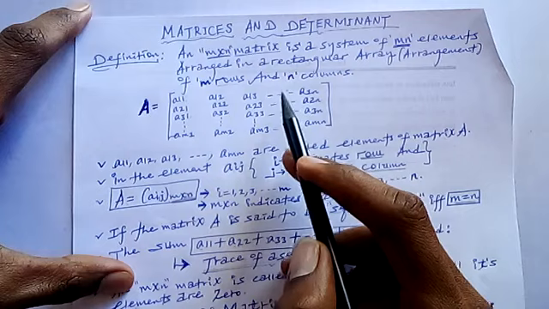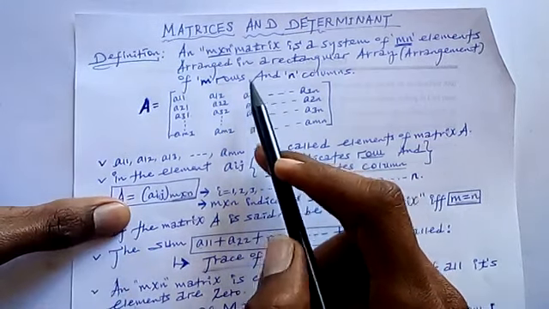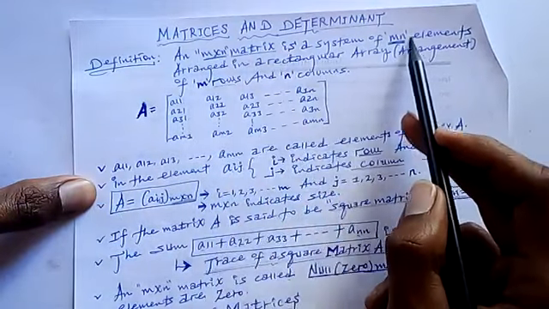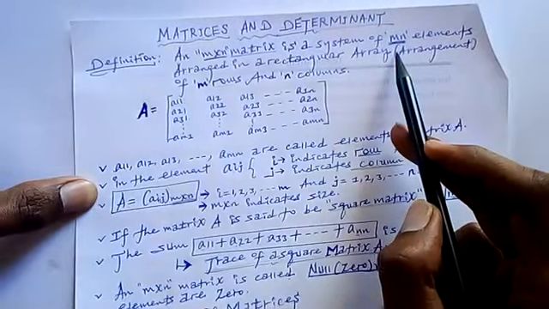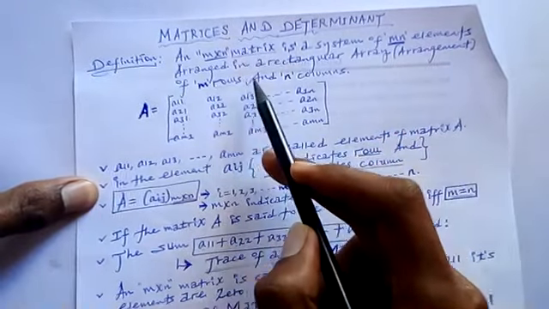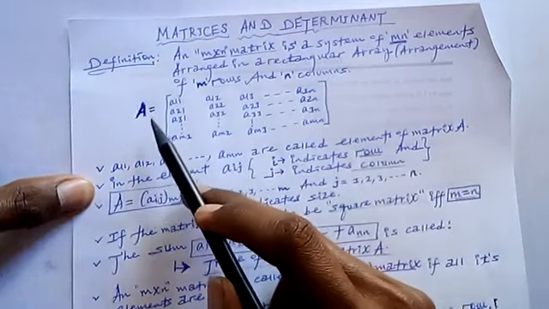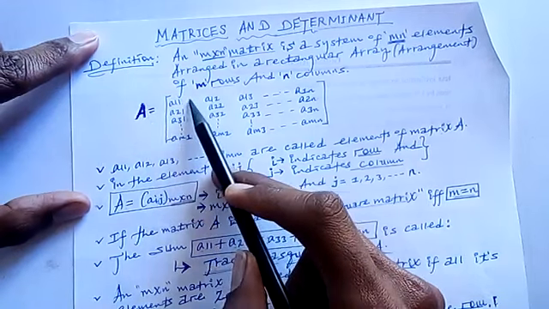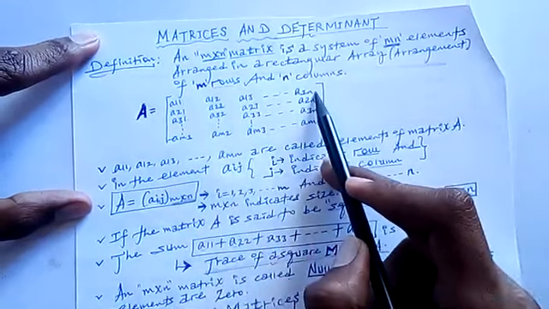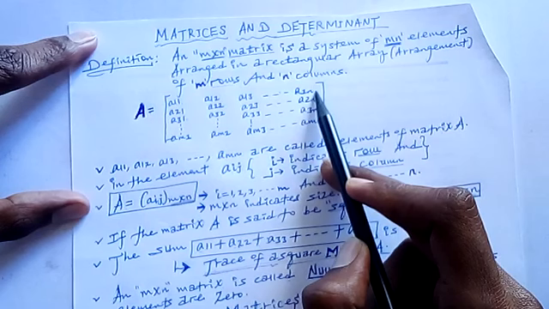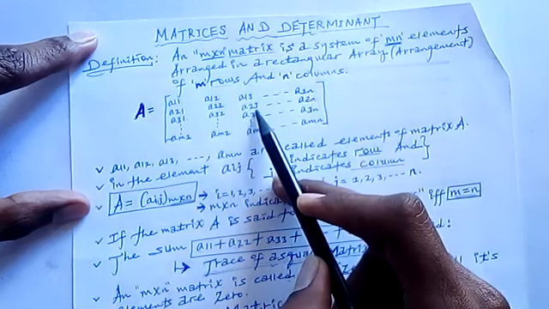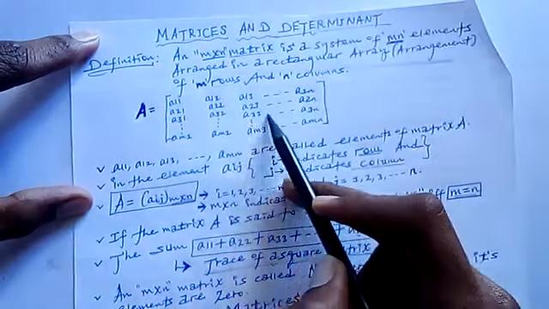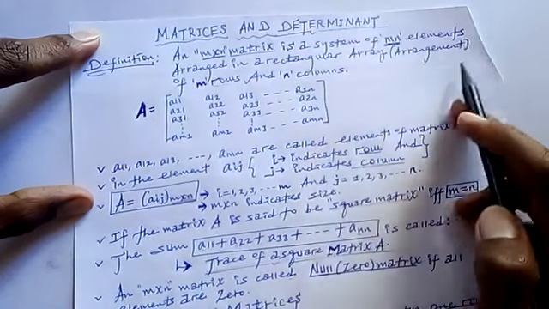Today we'll see an introduction to matrices, and this is the definition of a matrix. An M by N matrix is a system of mn elements arranged in a rectangular array of M rows and N columns. A matrix is written like this: A is equal to A11, A12, A13 up to A1n, A21, A22, A23 up to A2n, and A31, A32, A33 up to A3n.